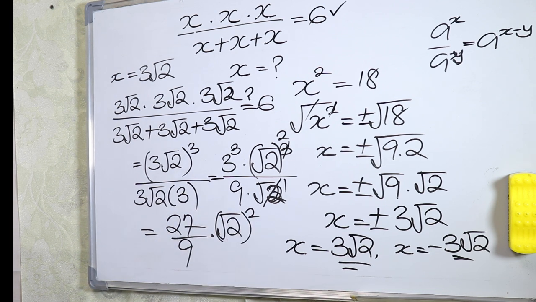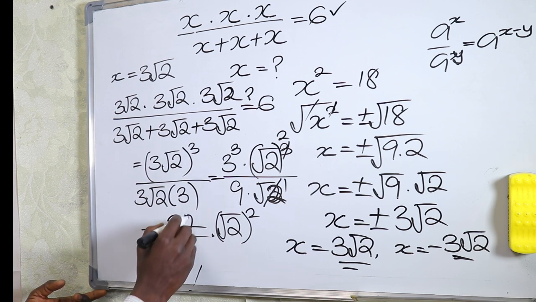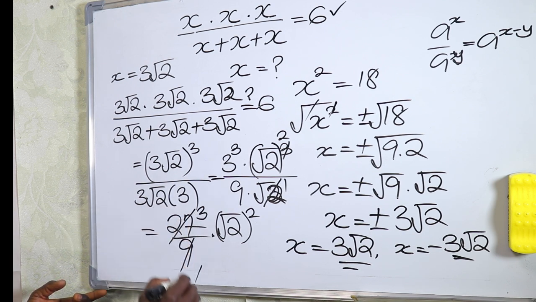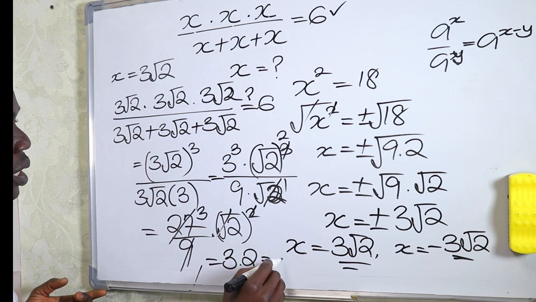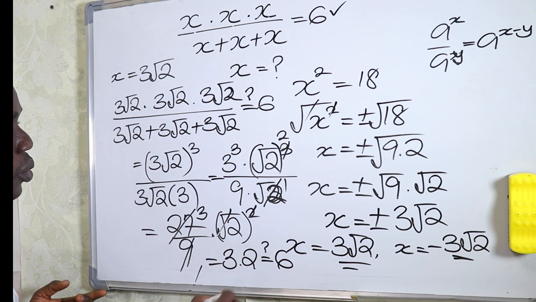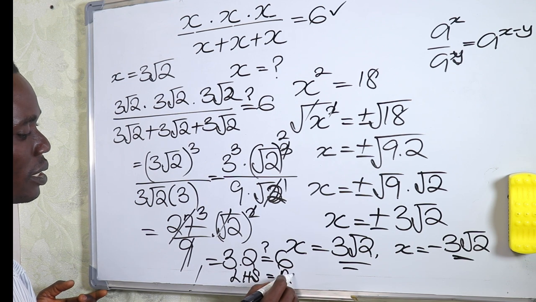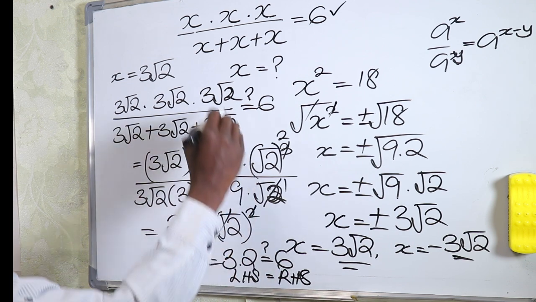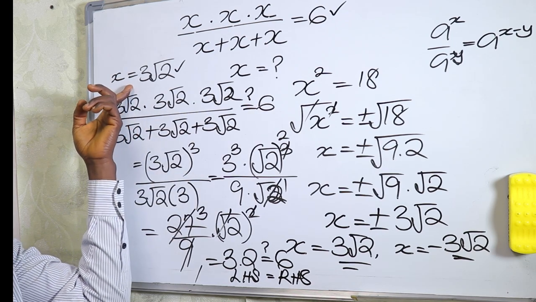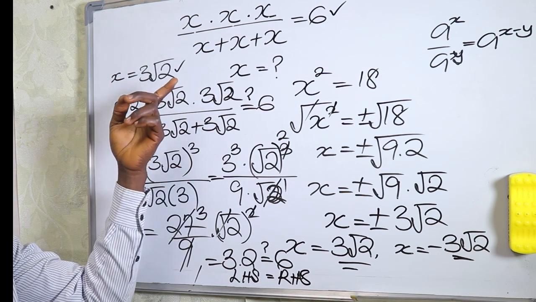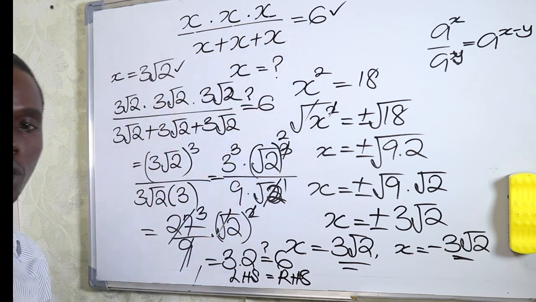Great. So what do we have? 9 over here will give us 1. 9 over here will give us 3. The square cancels out the square root, and we'll be left with 2. Then our solution will be 3 multiplied by 2, and that will be equal to 6. So the left hand side is equal to the right hand side. And that tells us that x equal to positive 3 root 2 is the solution to this expression.